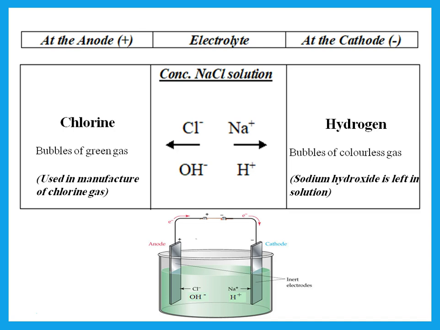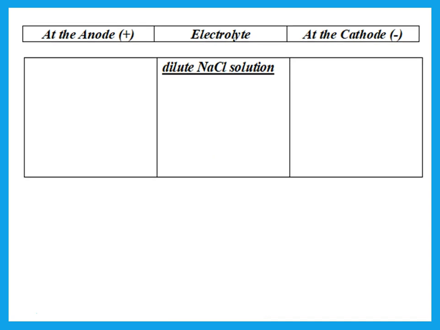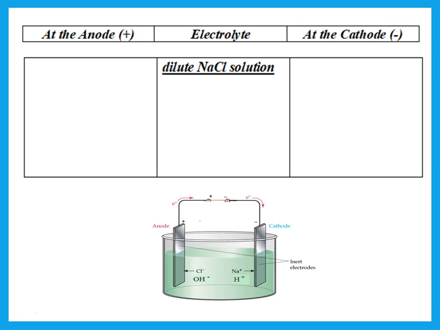So at the anode, the chloride reacts. At the cathode, the H+ reacts, and that means I'm left in solution with sodium hydroxide solution. I'm left with the Na+ and OH-. What if I'm doing dilute sodium chloride?